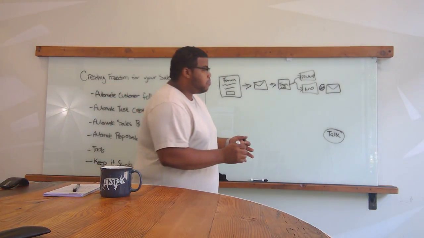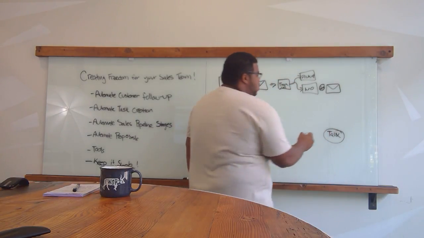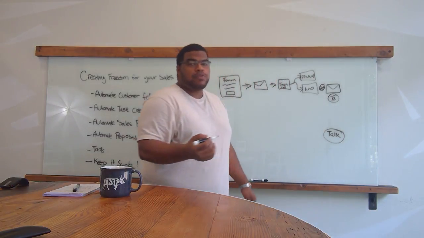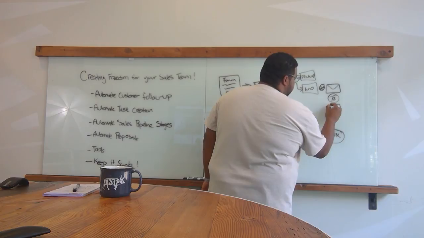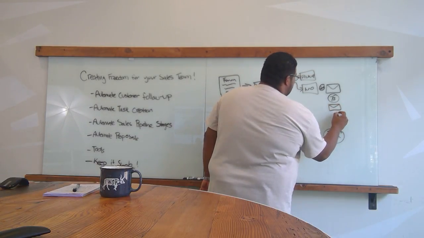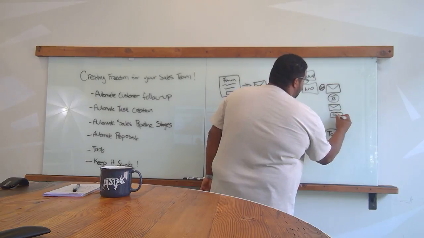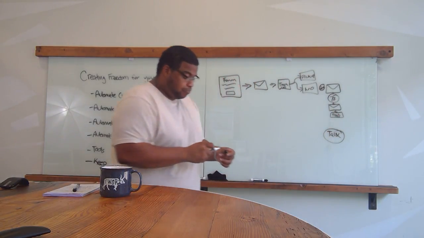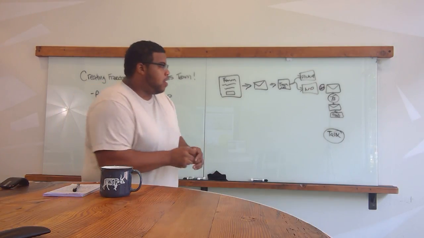But let's say 48 hours goes by, or let's give them a little more, let's say 72 hours goes by, and we still haven't heard from them. We send them another message. Maybe set a task to call again. So we set a task to call again. We're going to call them, we're going to email them.